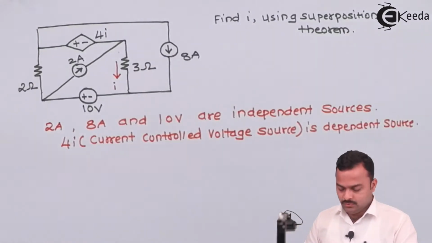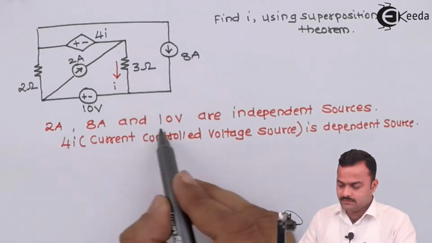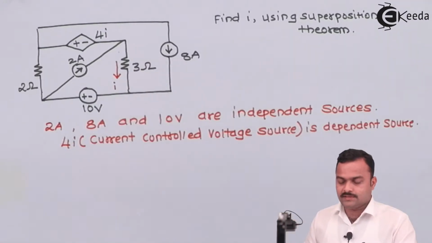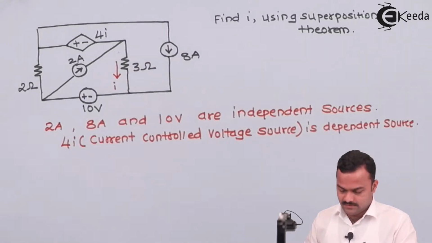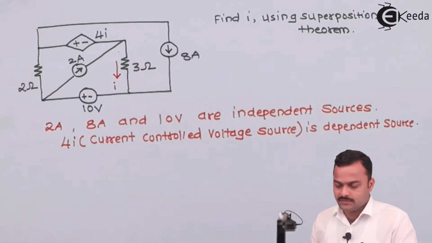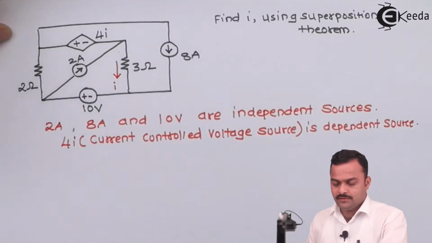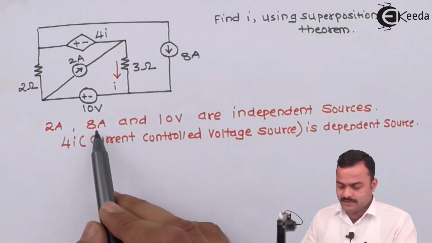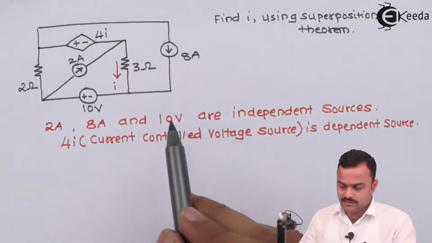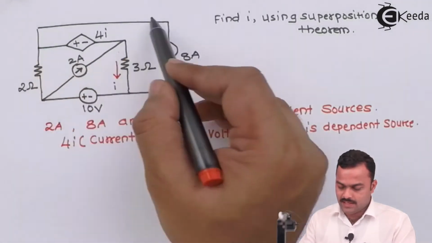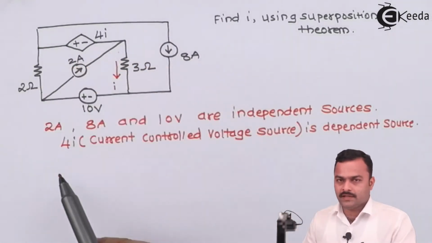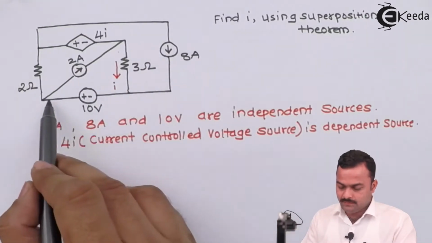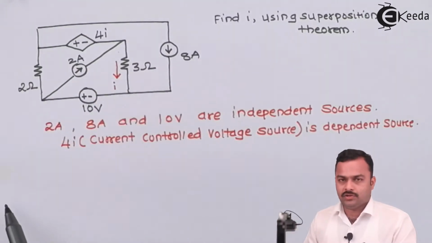So while doing analysis using superposition theorem, we have to focus on independent sources. One source at a time we have to take, replacing other sources by their internal resistances. So let's start the analysis for this problem. First of all, we are taking the 2 ampere acting alone. At that time, 8 ampere will be open circuited, 10 volt will be short circuited. So 8 ampere is open circuit, means this entire branch will be removed and 10 volt will be replaced with a wire that is nothing but a short circuit. So let's do that.